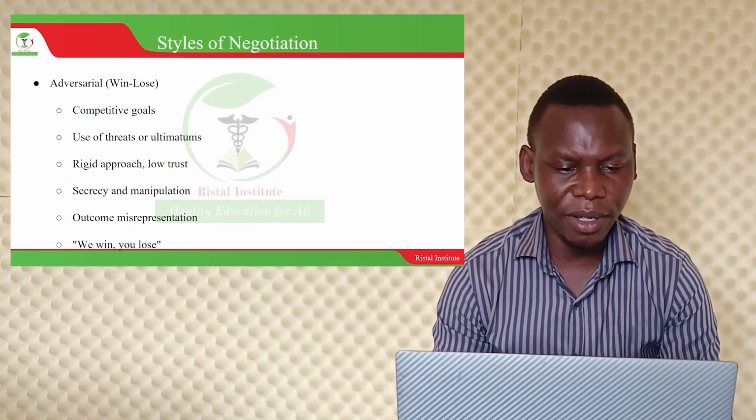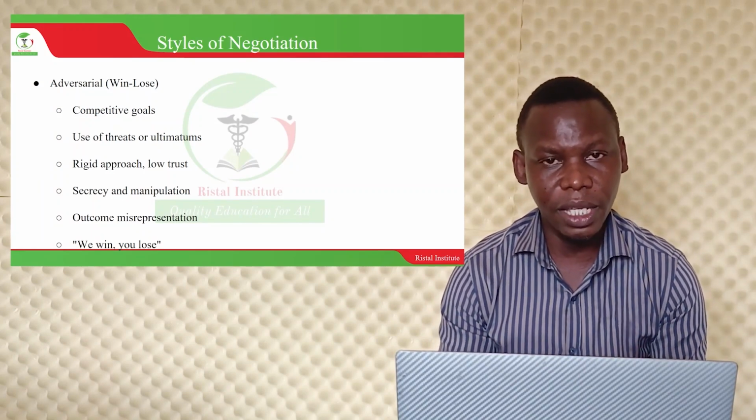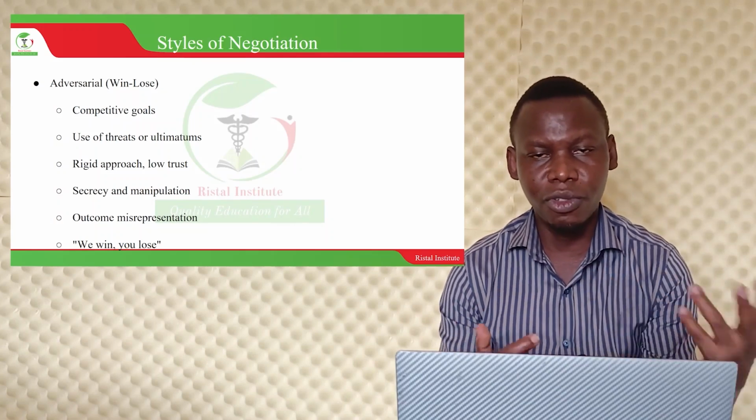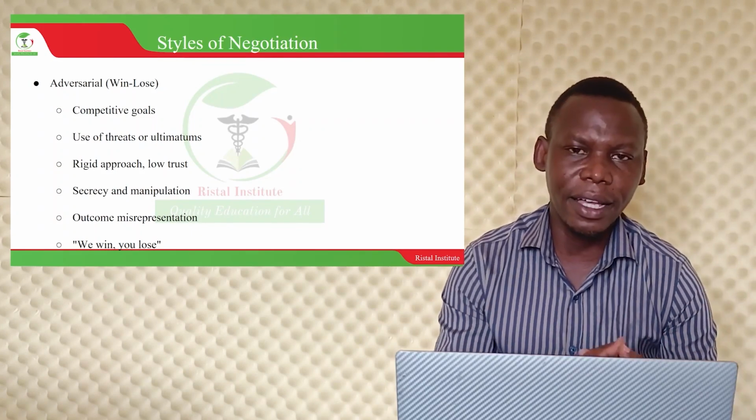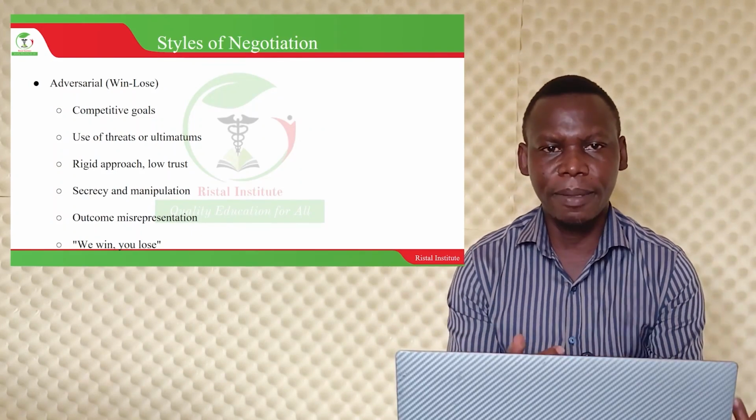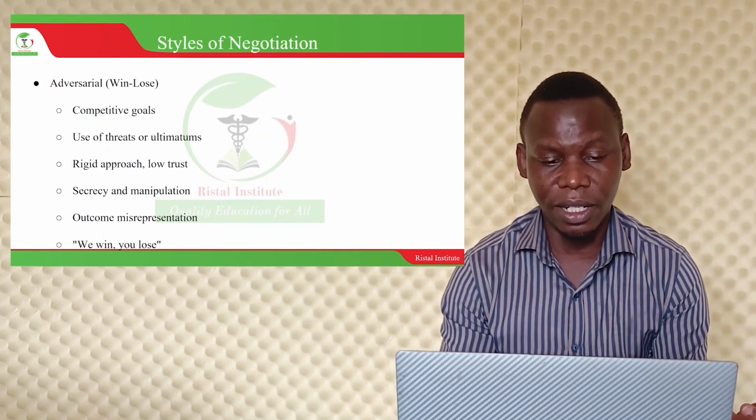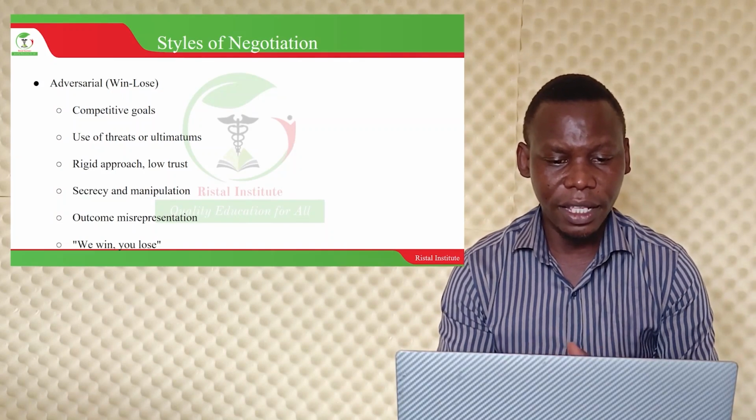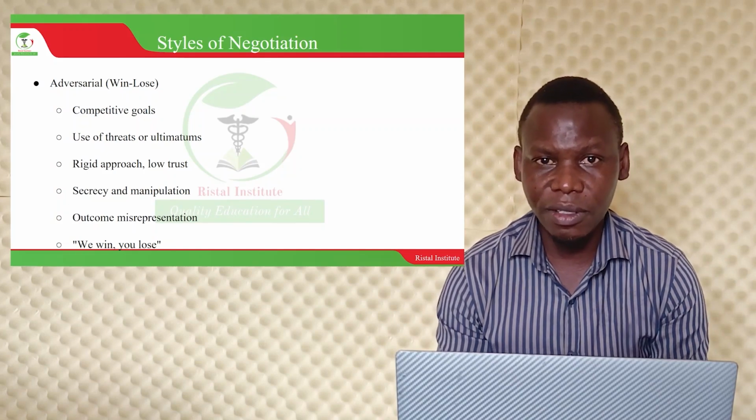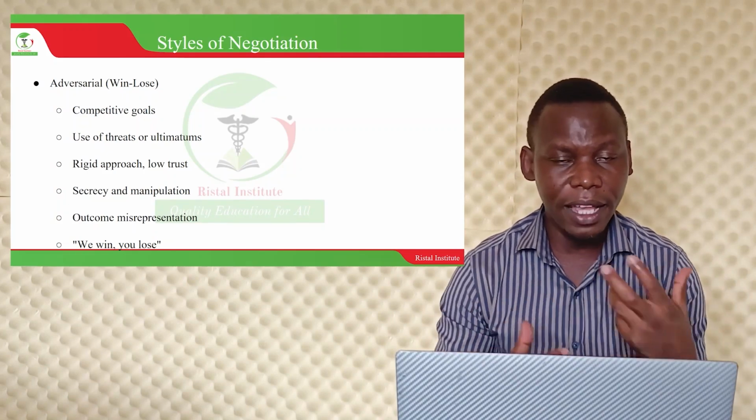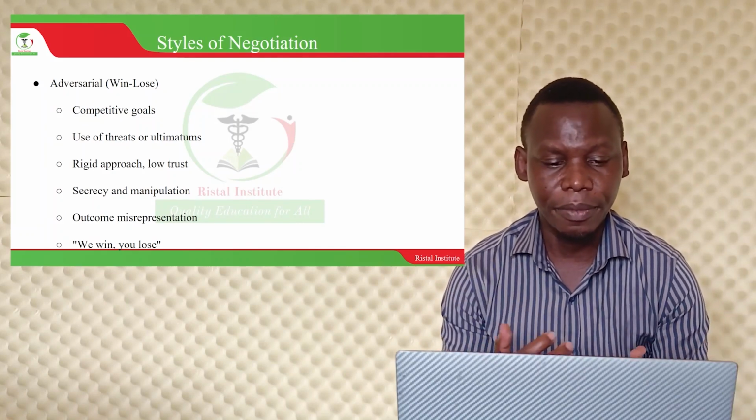Let's begin with the first one, which is the adversarial style, which is a win-lose, meaning one party has to lose to another, and you just have to accept the offer of the other. Like the buyer accepts the offer of the seller without any choice. You have nothing to do, and you just go with it like that. This style is competitive in nature, or it has competitive goals. The interaction is more of interest to compete and win.